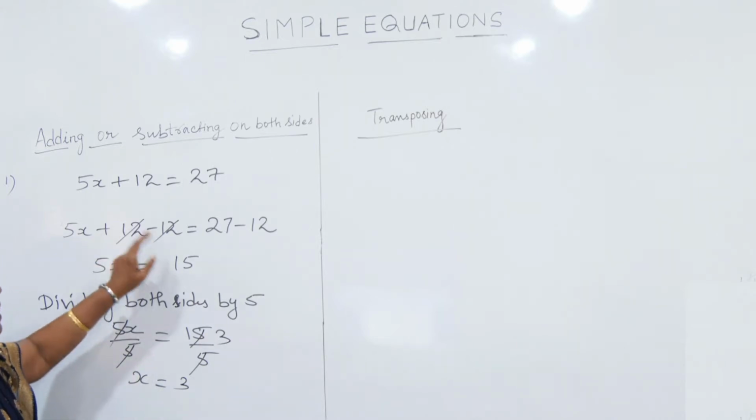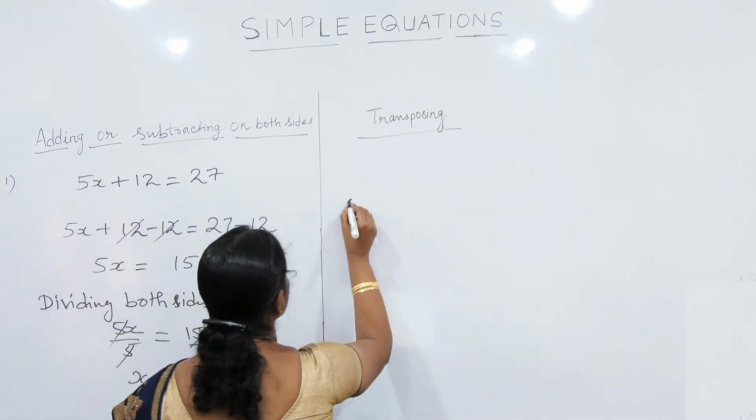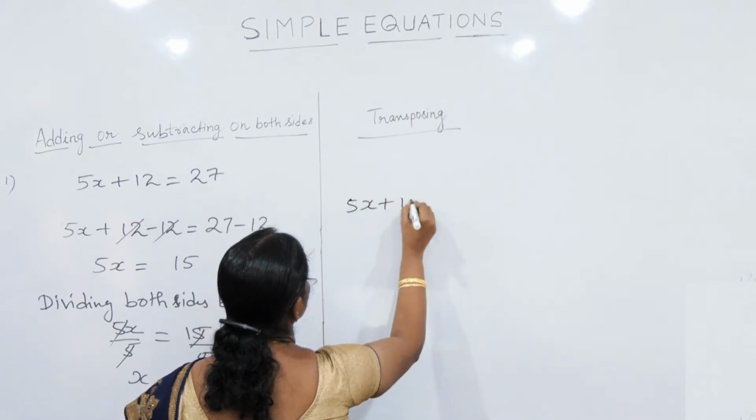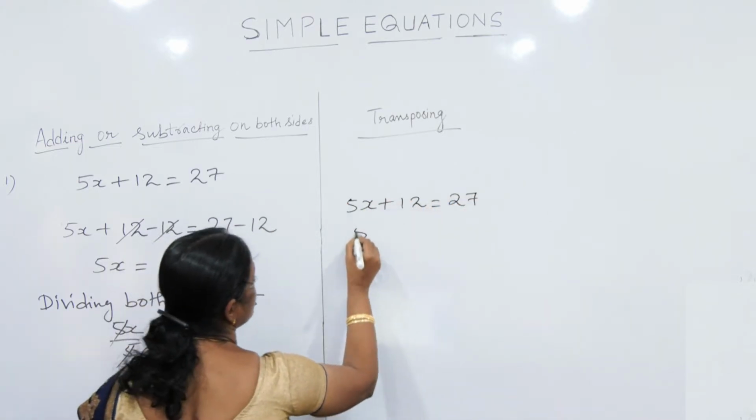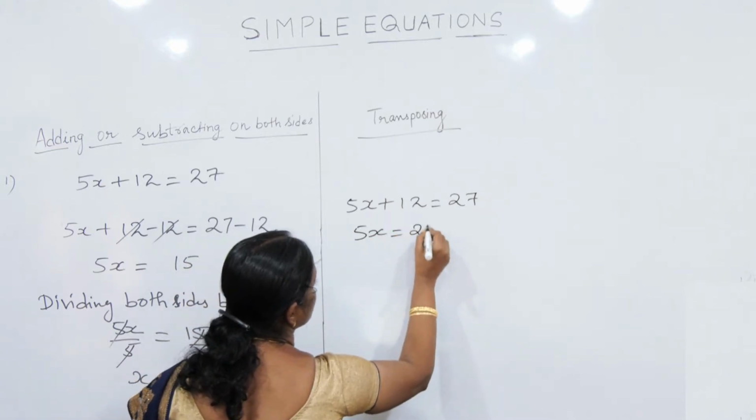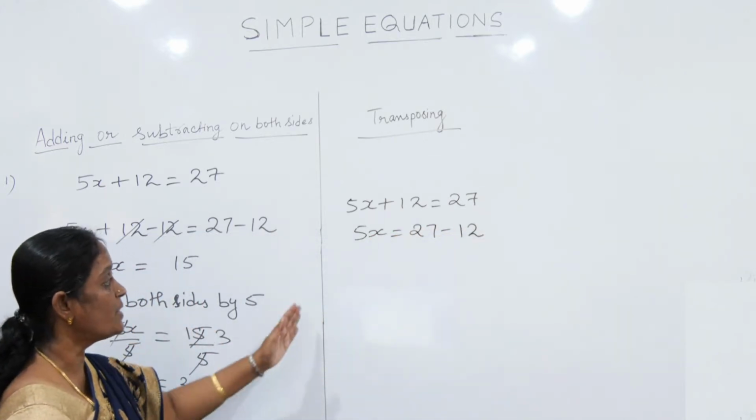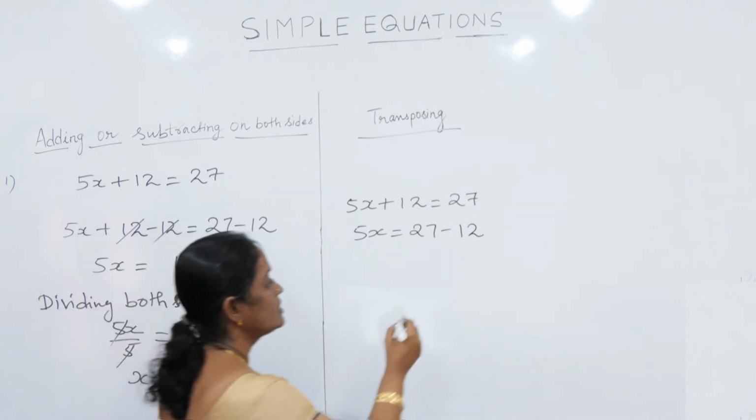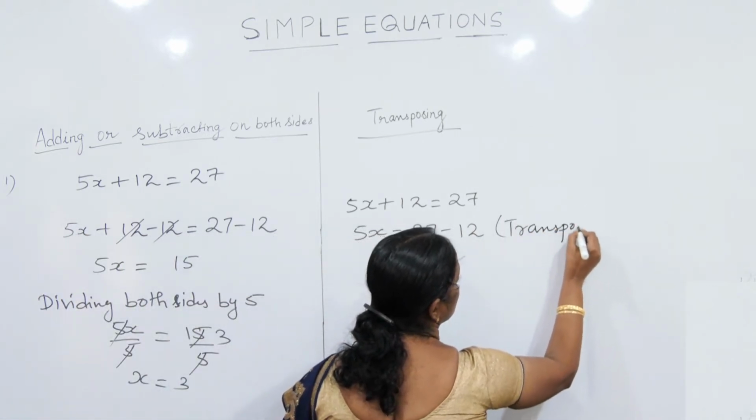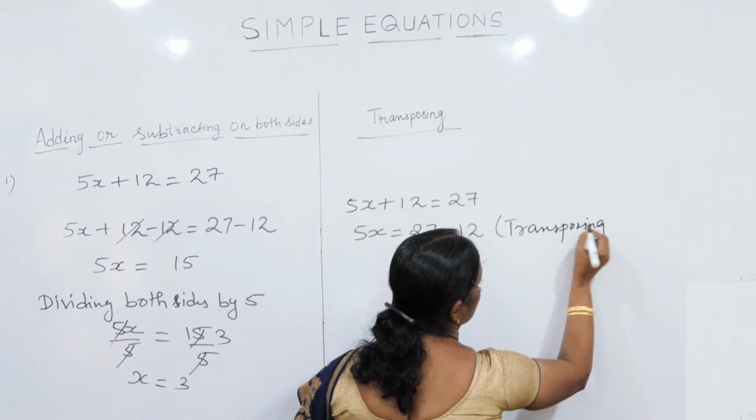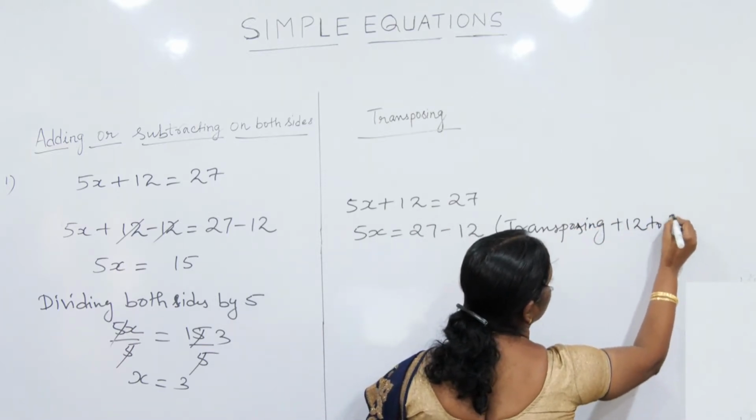Now here, subtracting 12 from both sides is the same as this. Here the equation is 5x plus 12 is equal to 27. Here we can write it as 5x is equal to 27 minus 12. What have we done here? We have transposed plus 12 to the RHS.